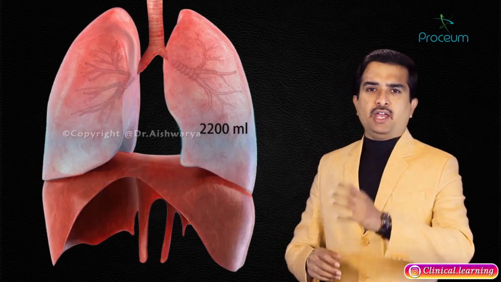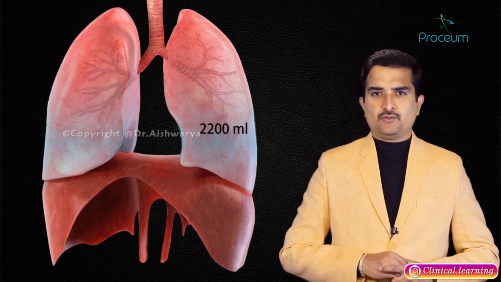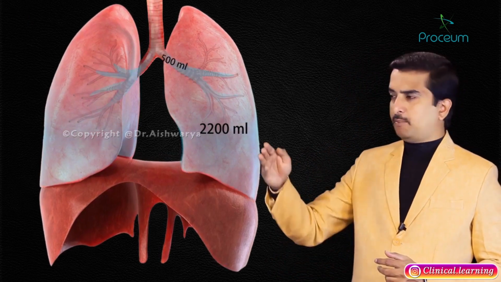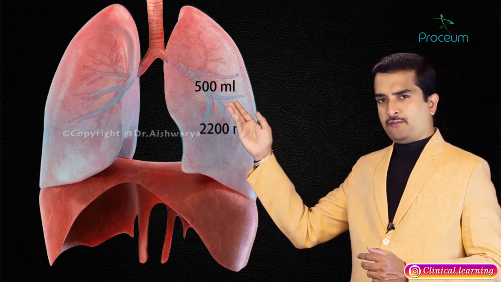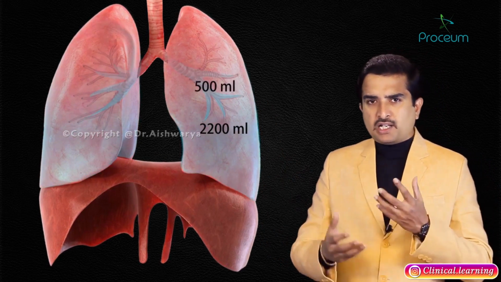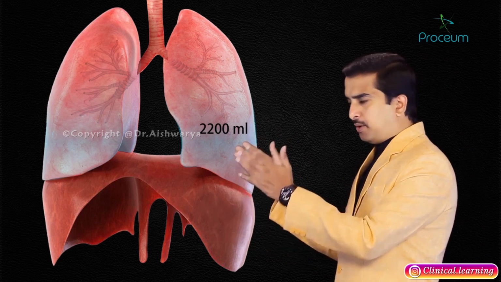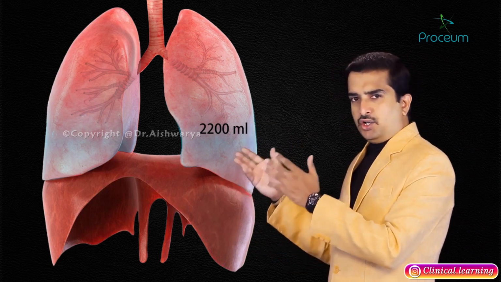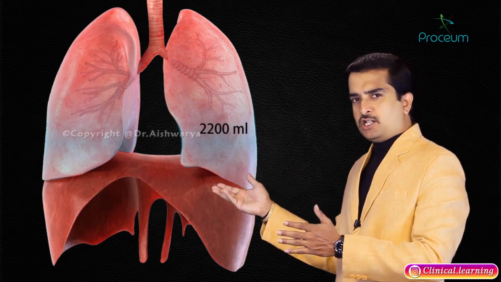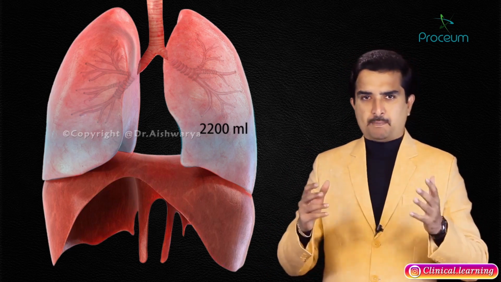The next capacity is the functional residual capacity. It is the volume of air that remains in the lungs after expiration of a normal breath. A person takes 500 ml of air in, and 500 ml of air comes out. During this normal inspiratory and expiratory process, the amount of air that still remains in the lungs is called the functional residual capacity.